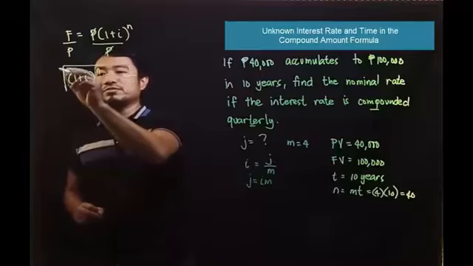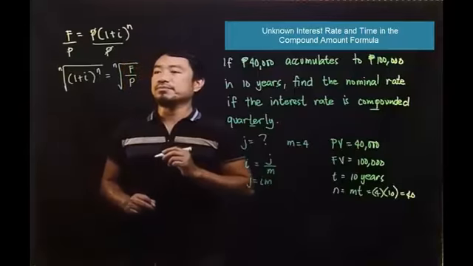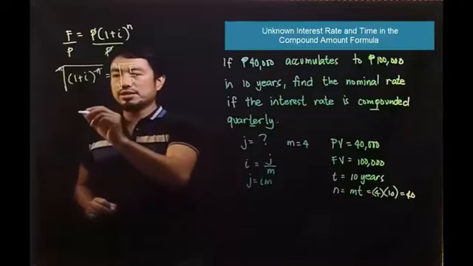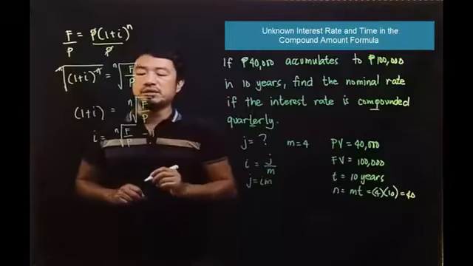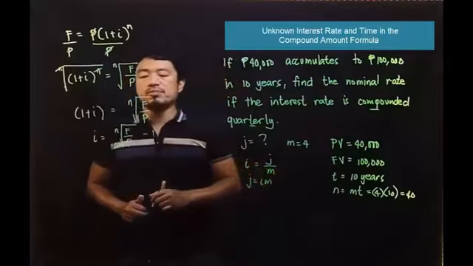So nth root of the left side, also the nth root of the right hand side. This will cancel out. What is left on the left side is 1 plus I. And on the right side is nth root of F over P. And finally, we're going to transpose 1 on the other side of the equation. Therefore, I is equal to the nth root of F over P minus 1. This will be our formula in determining the interest rate per compounding period.